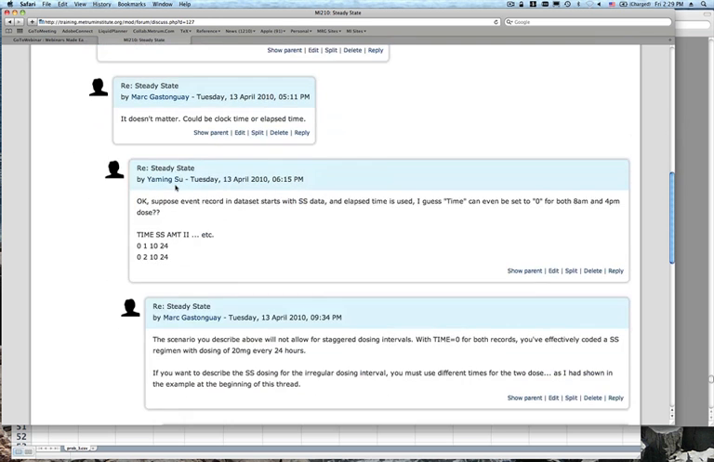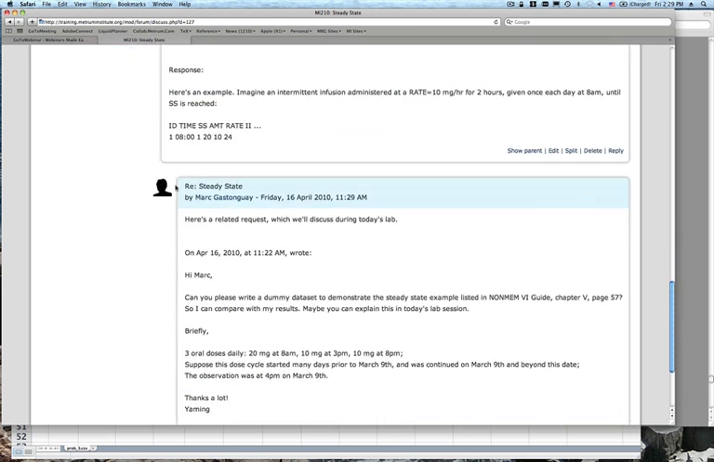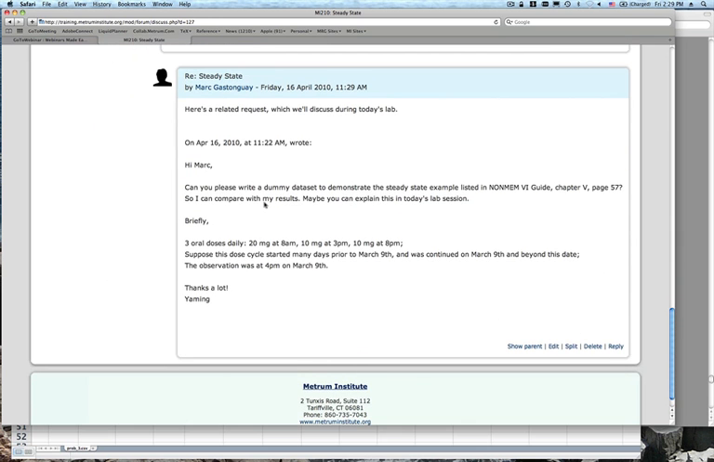So there's another question about that. Let's see. Let's create a dummy data set to demonstrate steady state in the NONMEM 6 guide. I didn't pull that up, but the descriptions are right here. So it's 3 oral doses daily, 20 at 8 a.m., 10 at 3 p.m., 10 at 8 p.m. And suppose this dose cycle started many days prior to March 9th and was continuous on March 9th and beyond. This observation was at 4 p.m. on March 9th.